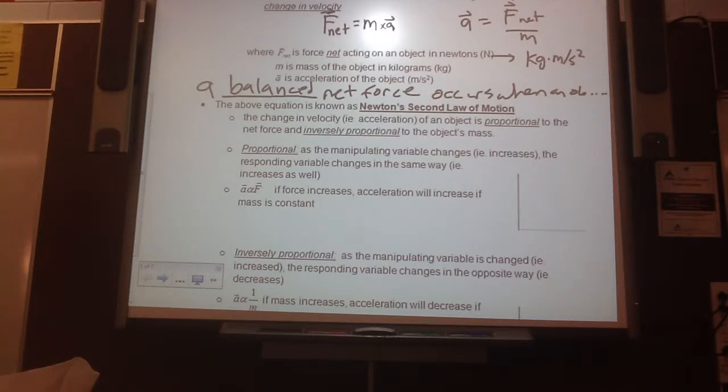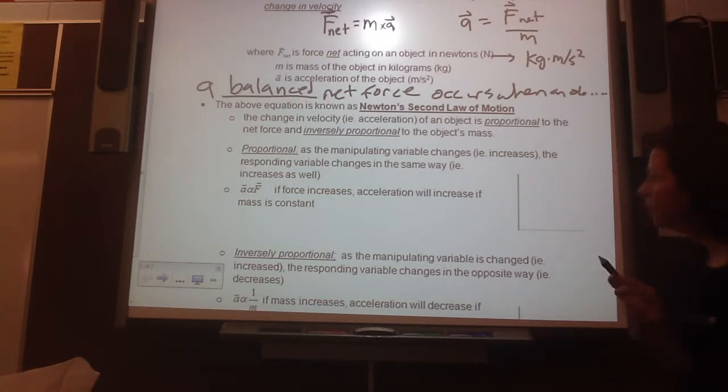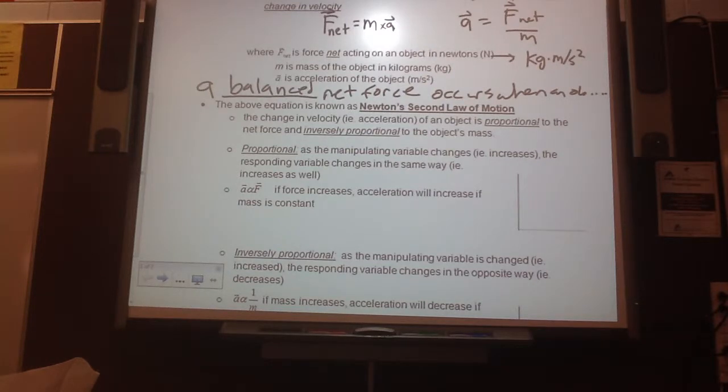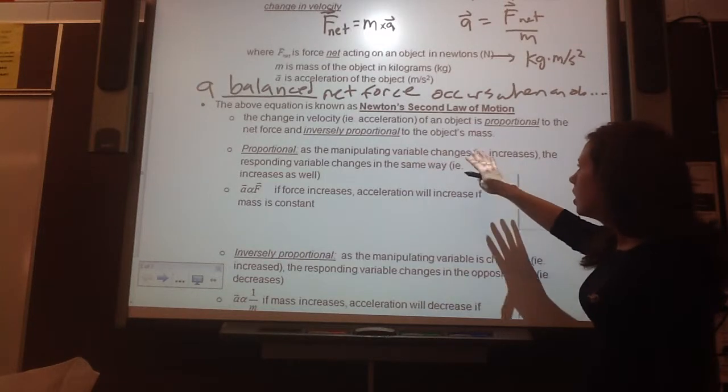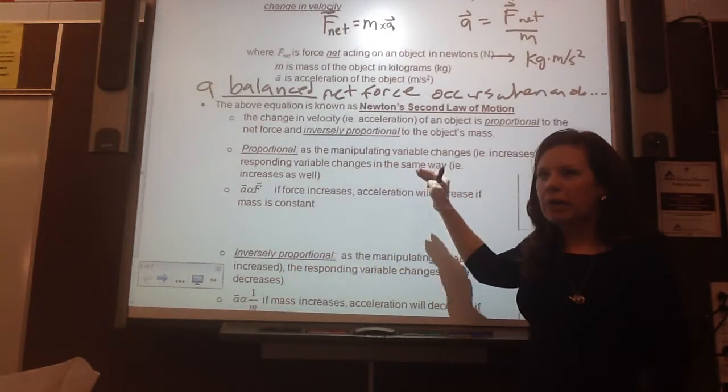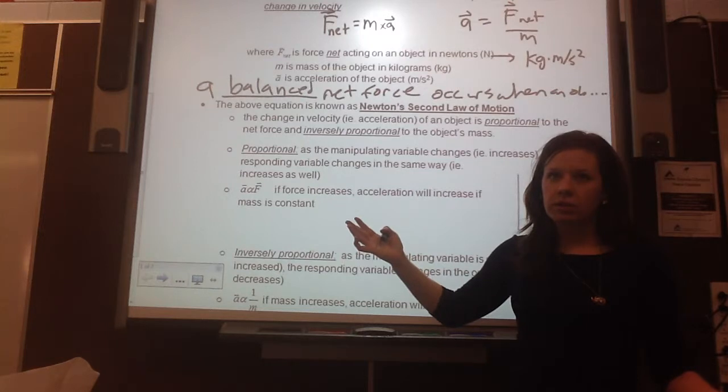Then, as said, the above equation is known as Newton's second law. So the change in velocity of an object is proportional to the net force and inversely proportional to the object's mass. Well, what does proportional and inversely proportional mean? Let's talk about that. Proportional means that as the manipulated variable changes, the responding variable changes the same way. That's all it means.